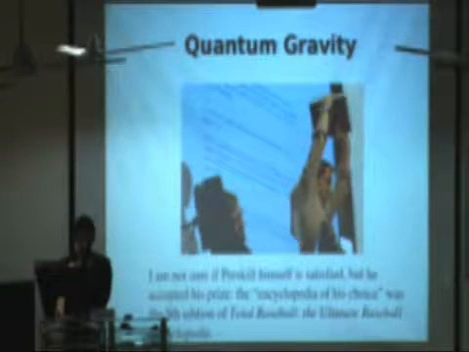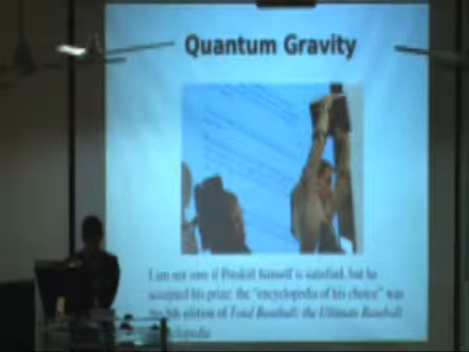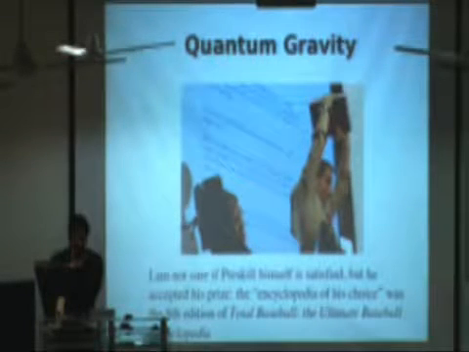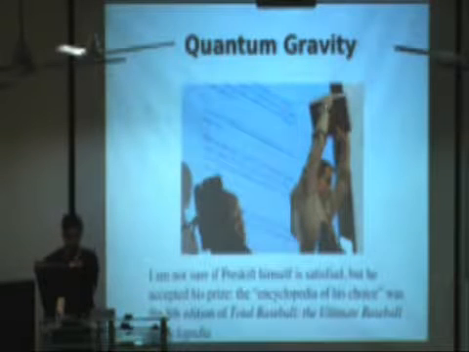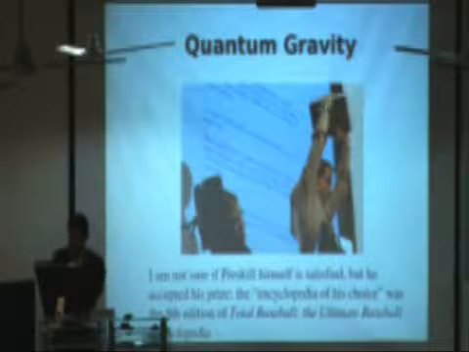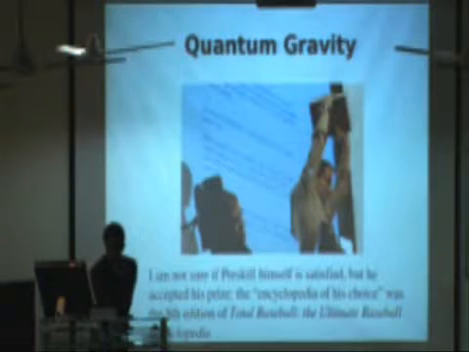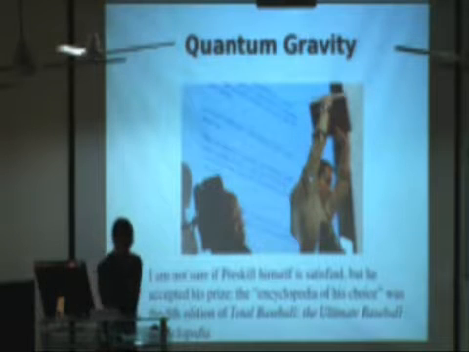Whether Preskill himself is satisfied with the argument, he accepted his prize, which was an encyclopedia of his choice, and that's the 8th edition of Total Baseball, the ultimate baseball encyclopedia, which is an American sport similar to cricket. In case you haven't heard of this, okay. So that's it. Thanks.